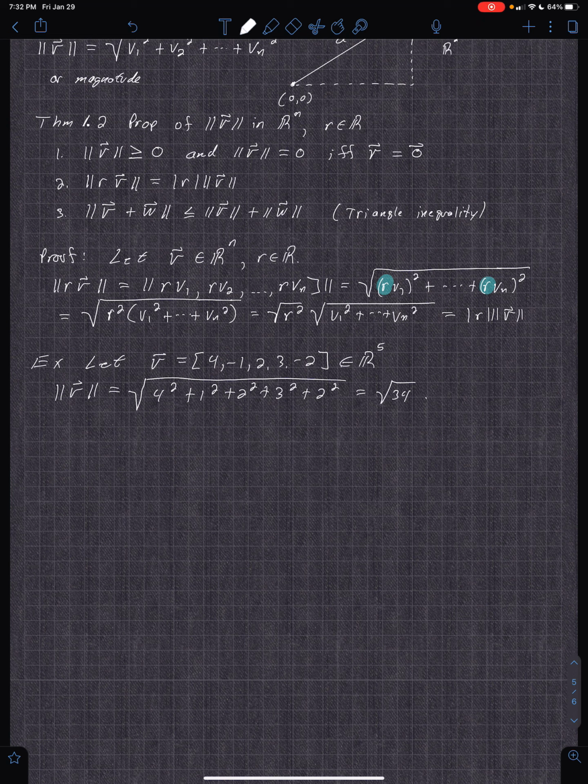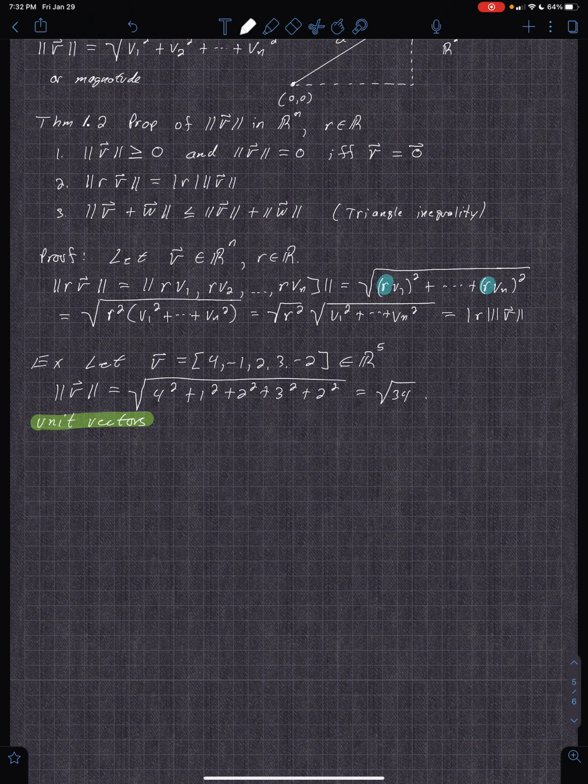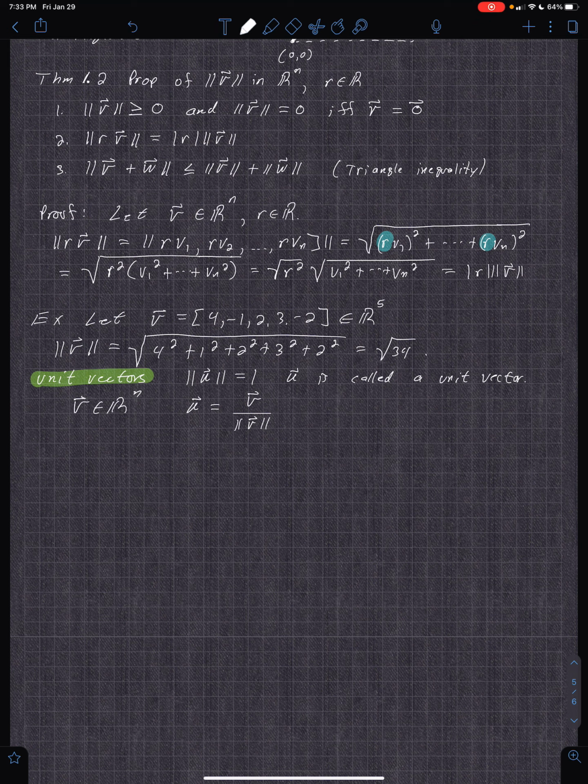Okay, unit vectors. Let's talk about that a little bit. If the magnitude of u equals 1, then u is called a unit vector. If you take some vector v in Rn and you divide by its magnitude, then it becomes a unit vector. When you divide by its own magnitude, you get a unit vector. That's the concept.